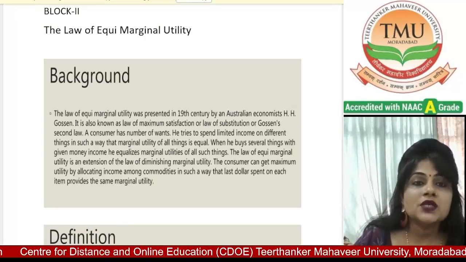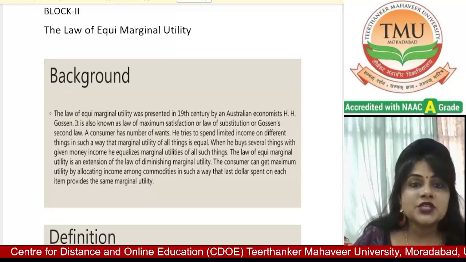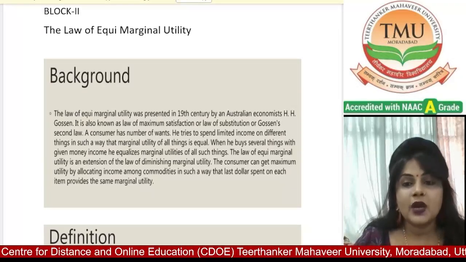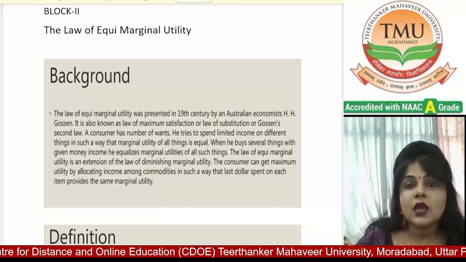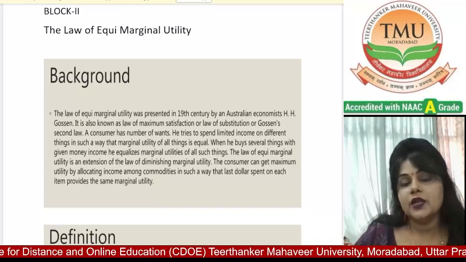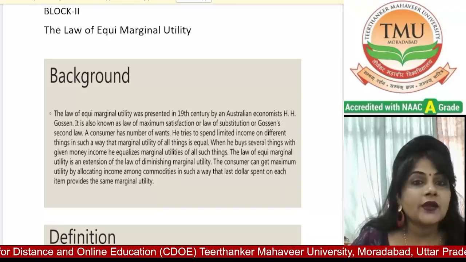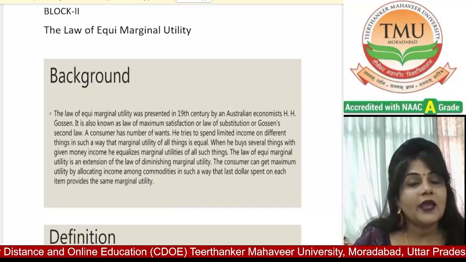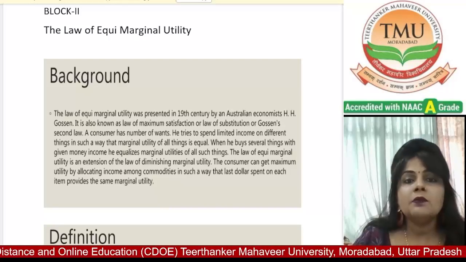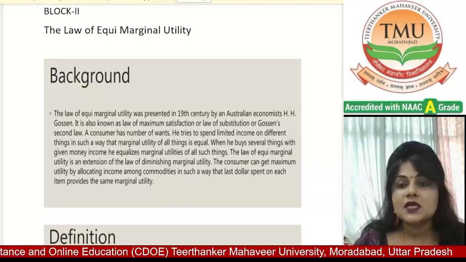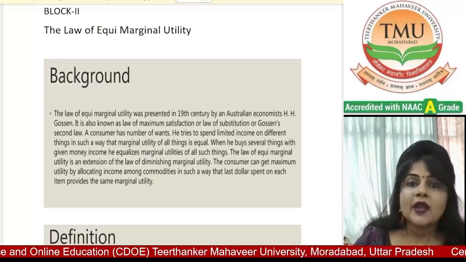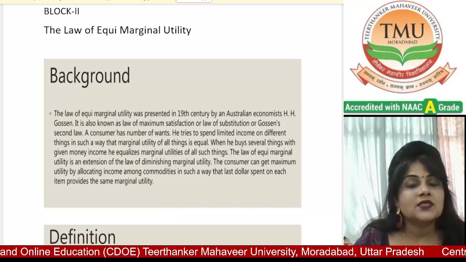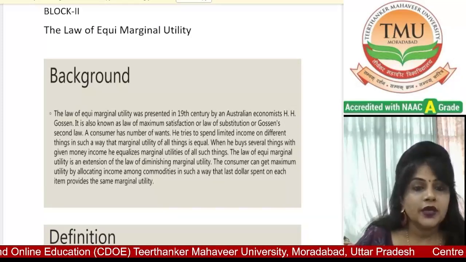The law of equal marginal utility is an extension of the law of diminishing marginal utility. In the previous video, we also discussed diminishing marginal utility. The consumer can get maximum utility by allocating income among commodities in such a way that the last dollar spent on each item provides the same marginal utility.